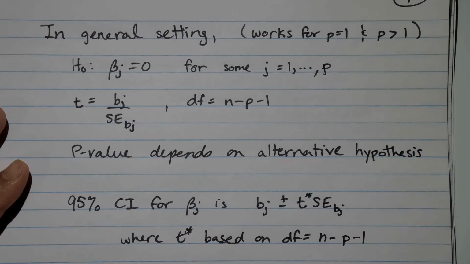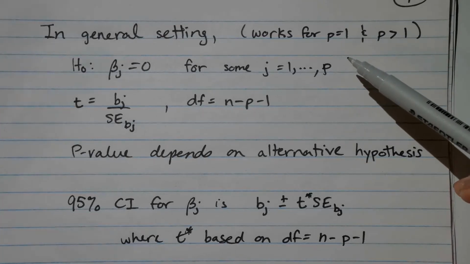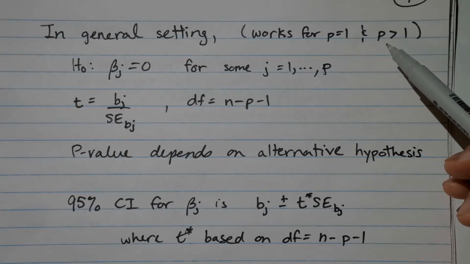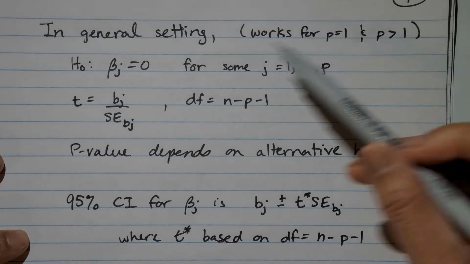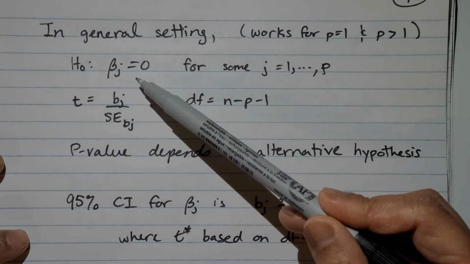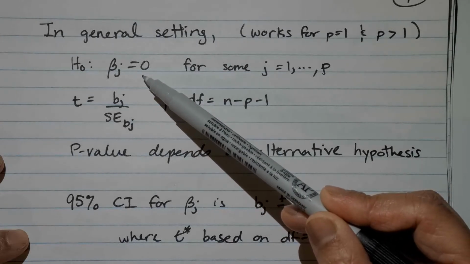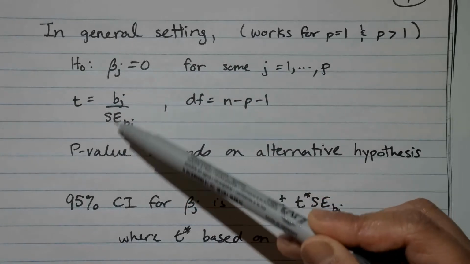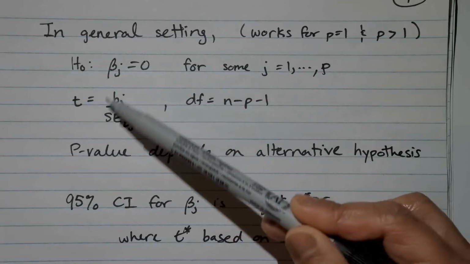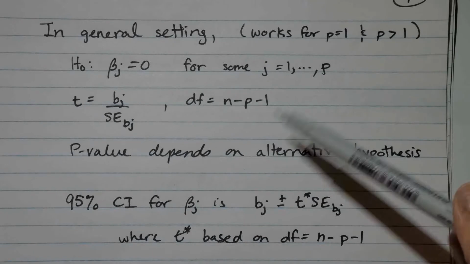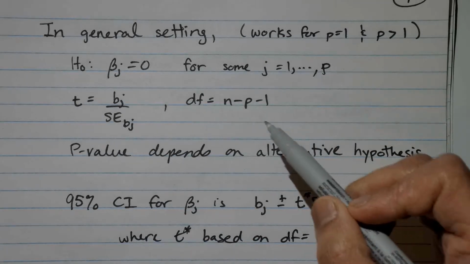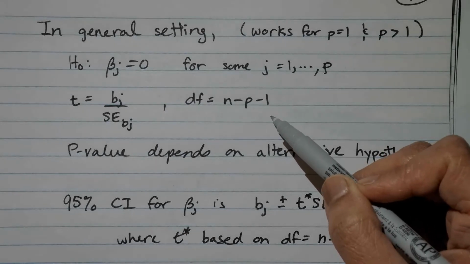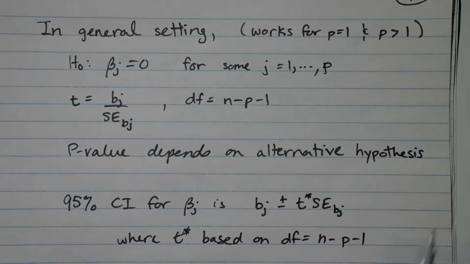So in the general setting, although this works if you just set p equal to 1, so you're in simple linear regression, or p is greater than 1, in which case it's multiple regression, we have a null hypothesis that beta j is equal to 0, with the test statistic bj over standard error of bj. So this is exactly the same as what we did on the previous page where we were specifically talking about simple linear regression. And the degrees of freedom is inherited from the mean square error. So it has n minus p minus 1 degrees of freedom.